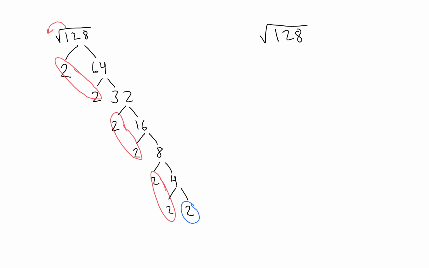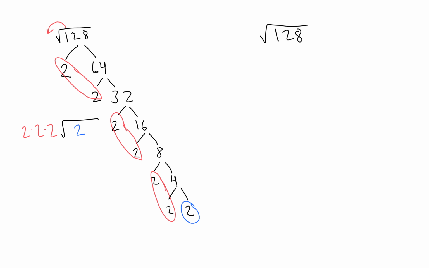So of those 3 pairs of 2's, a pair means that we can bring that number outside of the square root sign, or the radical sign. So I did that. Since I have 1, 2, 3 pairs of 2's, I have 1, 2, 3 2's. Then, my final 2, which I circled in blue, cannot be extracted or taken outside of the radical sign. So I'm going to leave it under the square root sign.